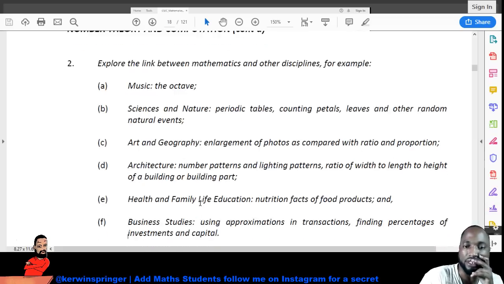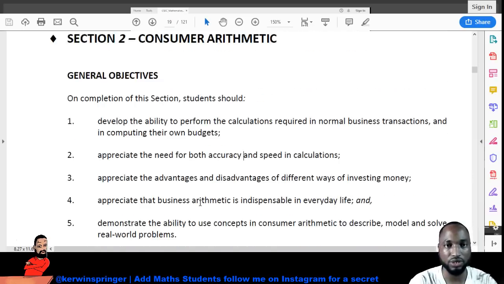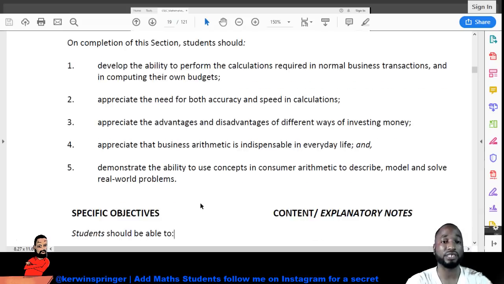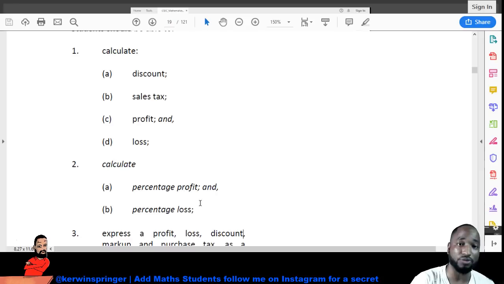All right. Number theory and computation continued. That's the end of number theory and computation. Then you go into consumer arithmetic. And we'll be doing consumer arithmetic tonight as well. Watch all the stuff we have in consumer arithmetic. Discount, sales tax, profit and loss, percentage profit and loss.